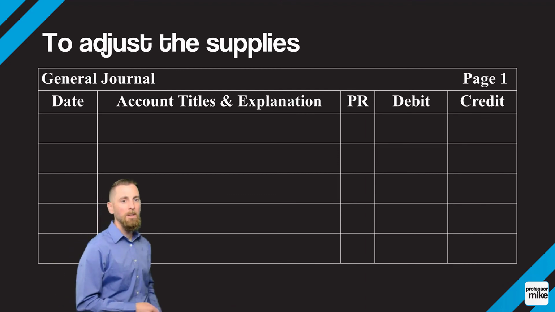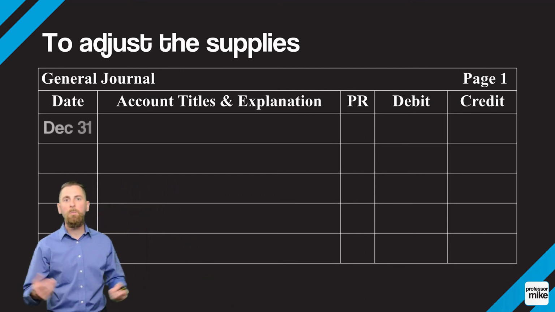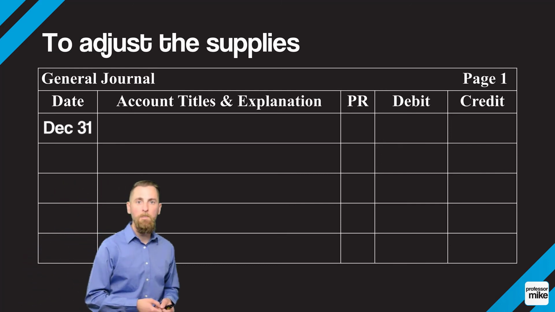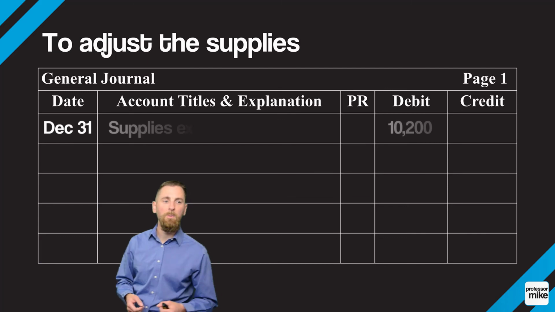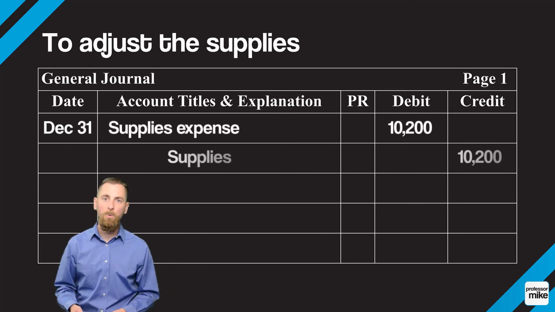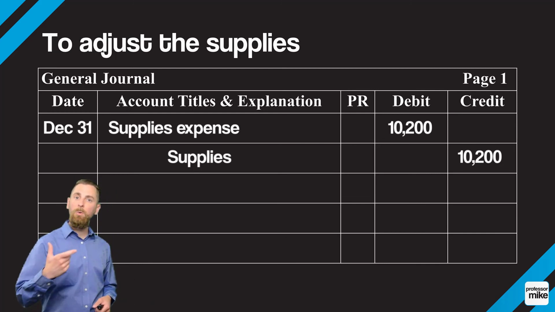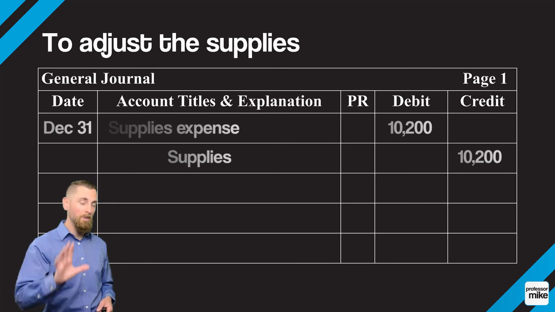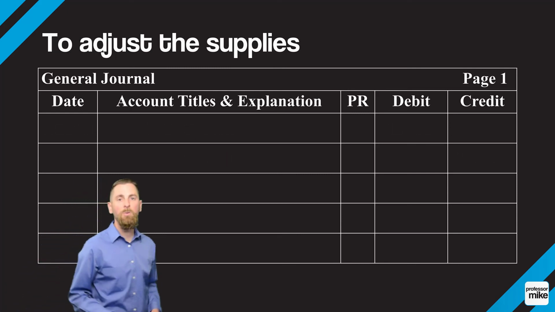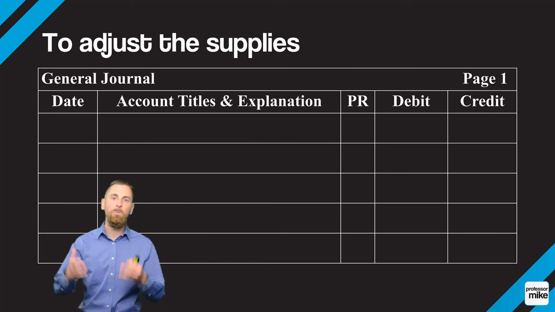So let's take a look. Here we are. To adjust the supplies, here we go. We got our date here. Well, this is going to be December 31st, obviously when we're going to be building those statements. We debit supplies expense, just like we had said, and we credit supplies $10,200. Now, on the balance sheet, instead of showing $12,000 for supplies, which is incorrect, we're going to show $1,800. That's absolutely right. We're going to show $1,800 because that's what we actually have.